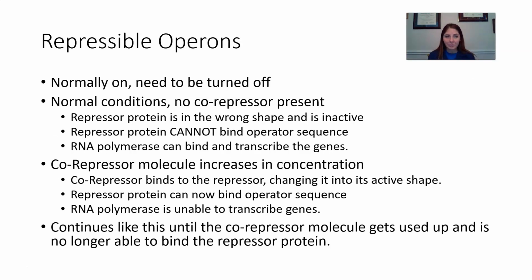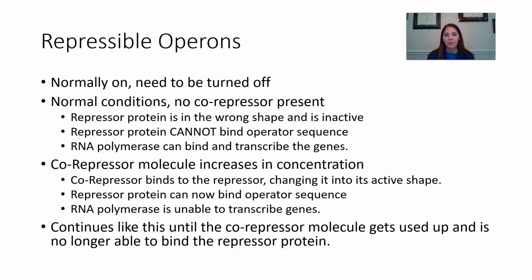So as far as repressible operons go, those are always upregulated or turned on, and they have to have something that turns them off. So under normal conditions, there is no co-repressor present. So the repressor protein is in the wrong shape and it is inactive, meaning it's always basically off. So it cannot bind to the operator sequence because it's not in the correct conformation or shape. So RNA polymerase is constantly able to transcribe the genes.